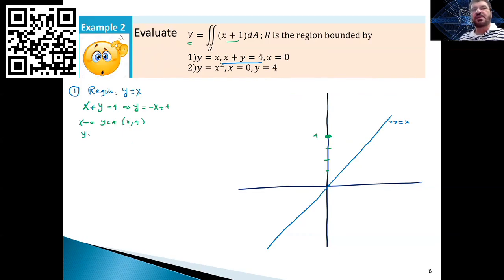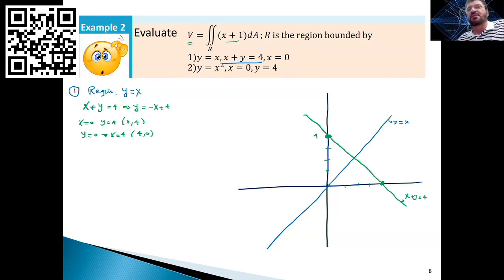Now let's take y equals 0. This implies that x will be what? Will be 4. So when y is 0, x is 4. Where is it? 1, 2, 3, and 4. That's the other point. Connect those two with a straight line. Here is, guys, this one, x plus y equal 4, or y equal minus x plus 4. So now I have 2 lines.